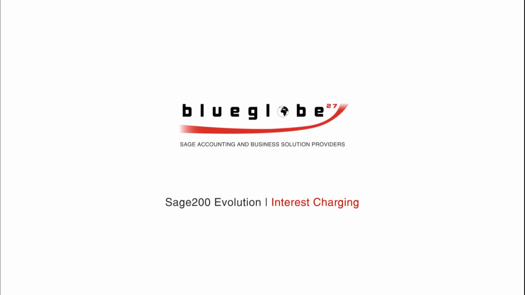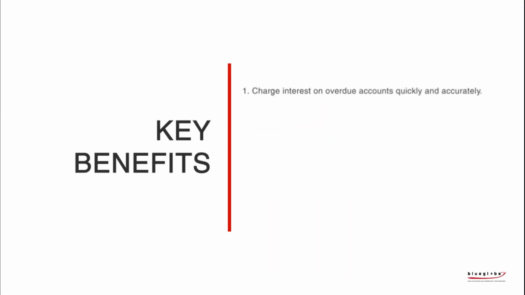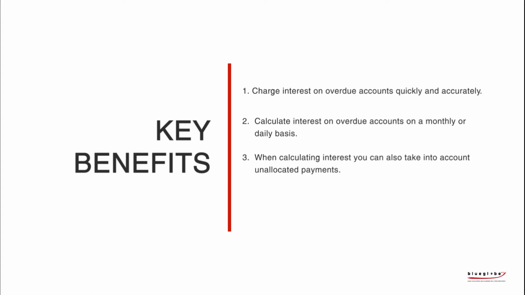My name is Grant and today I'm going to be talking to you about interest charging on customer overdue balances. The key benefits of this function is that it enables you to charge interest on overdue accounts quickly and accurately. You are able to calculate interest on overdue accounts on a monthly or daily basis. When calculating interest, it can also take into account unallocated payments. And as an option, interest can also be calculated as compounded interest.